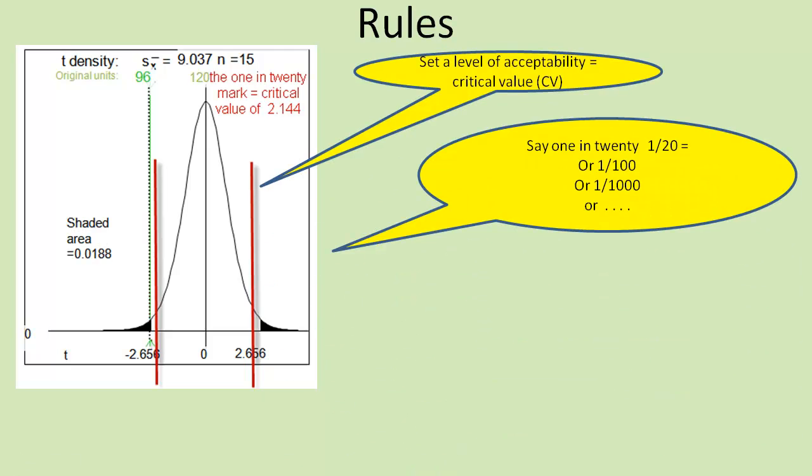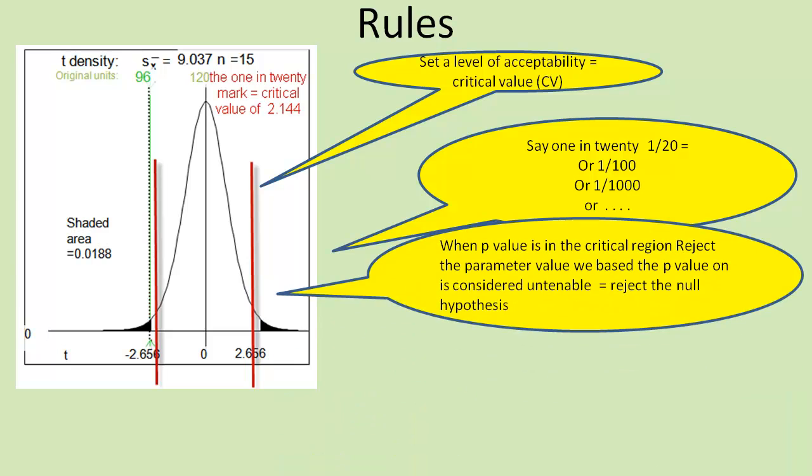We decided here upon the 1 in 20 level, but obviously we could set it at any level. Common ones are the 1 in 100 and 1 in 1000 levels. When the p-value is anywhere within this critical region, we reject the parameter value we base the p-value on. This is often simply stated as we reject the null hypothesis.